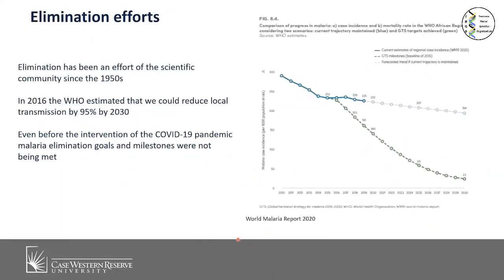So let's talk a little bit about elimination. Elimination has been a really big goal of the field since the 1950s. A really big thing that highlights this is actually the start of the CDC in the US, the Center for Disease Control, which was brought about because we wanted to eliminate malaria here. And since then, it has been a global effort to eliminate it everywhere.